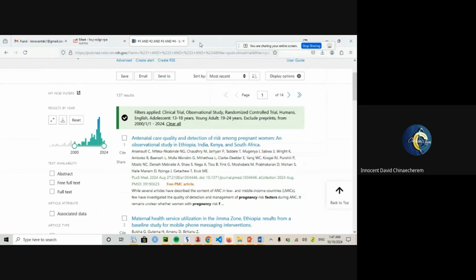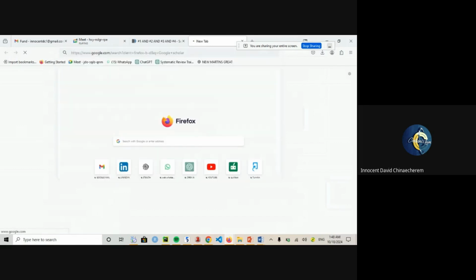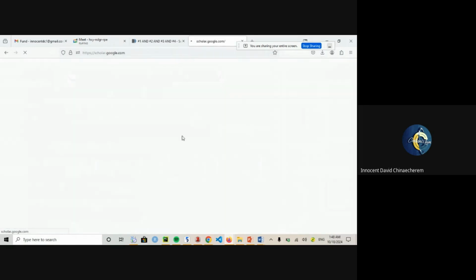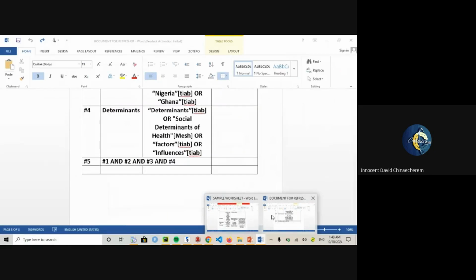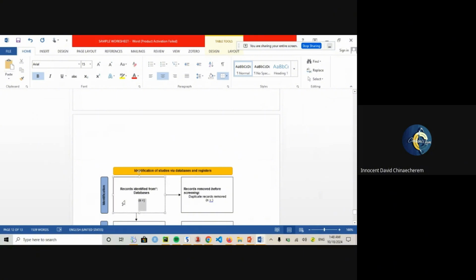Now, let's assume we're also using another database known as Google Scholar. Okay, so we search it. So we come here, and let's come to our PRISMA flow diagram. Remember, make sure you're following. In our PRISMA here, we will now see for PubMed, we have 137. So we found 137. So we're also going to include another one, which is Google Scholar. And it equals to.